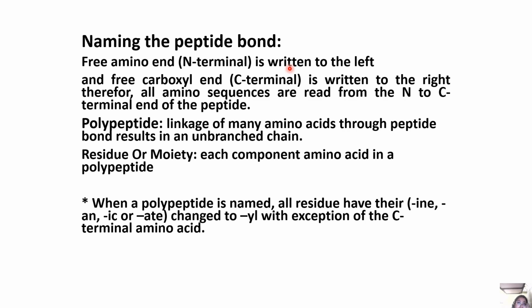Now, polypeptide: linkage of many amino acids through peptide bonds results in an unbranched chain. Residue or moiety is each component amino acid in a polypeptide. So, when a polypeptide is named, all residues have their -ine, -anic or -ate changed to -yl, with the exception of the C terminal amino acid.